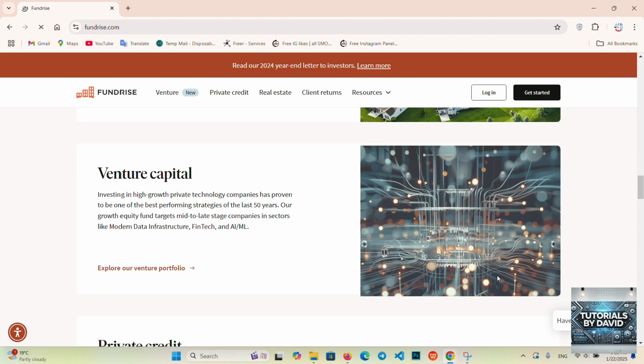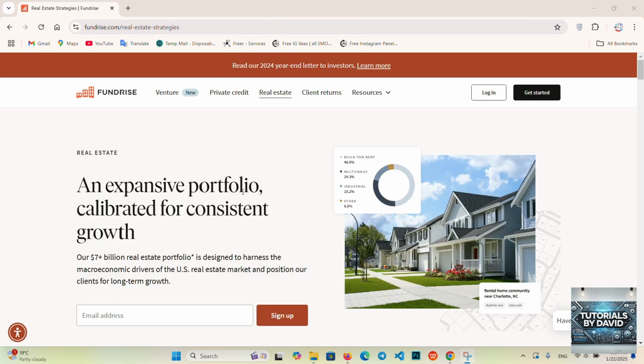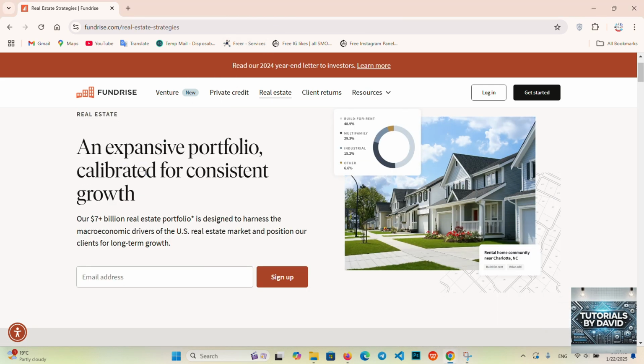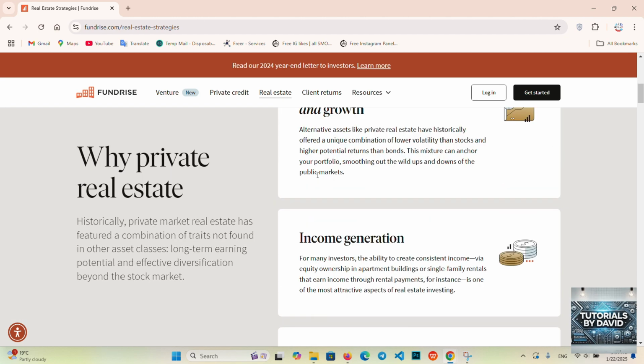Explore investment options. Fundrise offers a variety of investment strategies, including income-focused, growth-focused, and balanced portfolios. Navigate to the Invest section to view the available offerings.